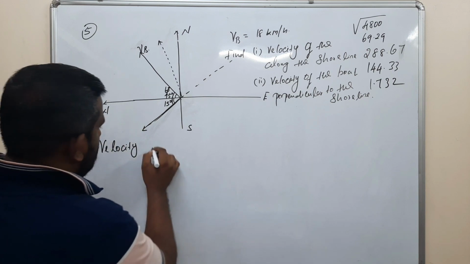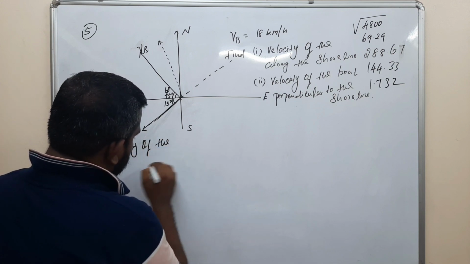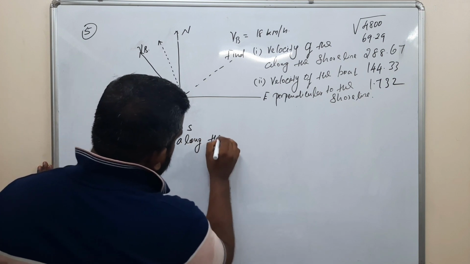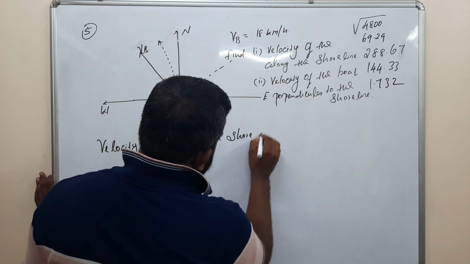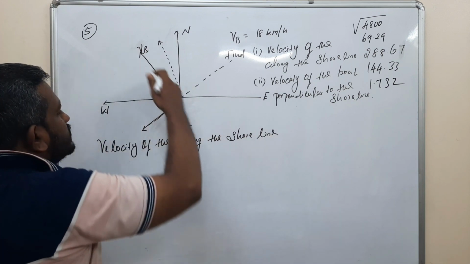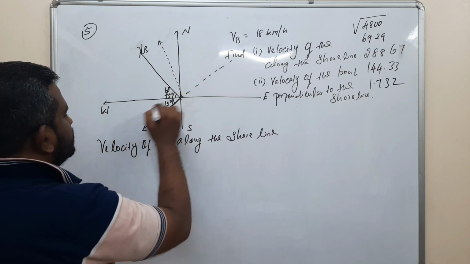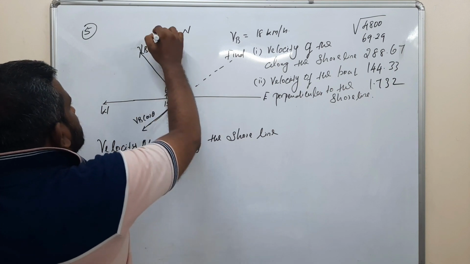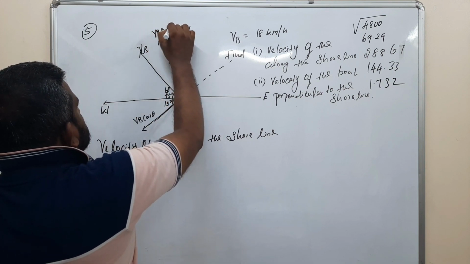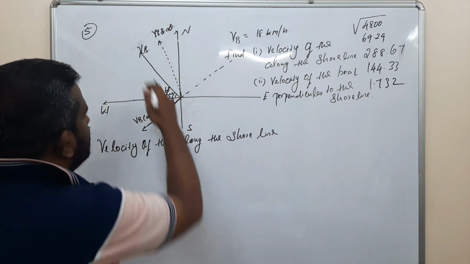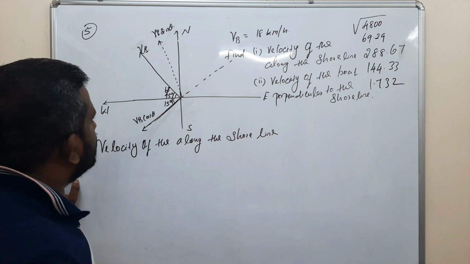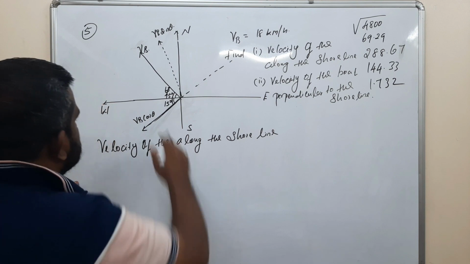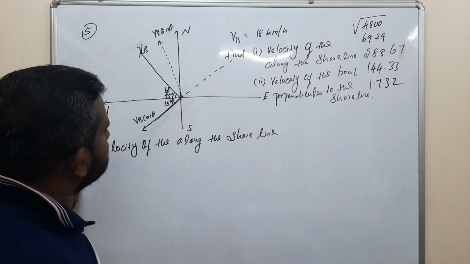Velocity of the boat along the shoreline. This velocity vector can be resolved into two components. This is VB cos theta and this component is VB sin theta. Here the angle theta between the velocity vector and the shoreline is 60 degree. These two components are perpendicular. So the velocity vector makes an angle of 60 degree with the shoreline.